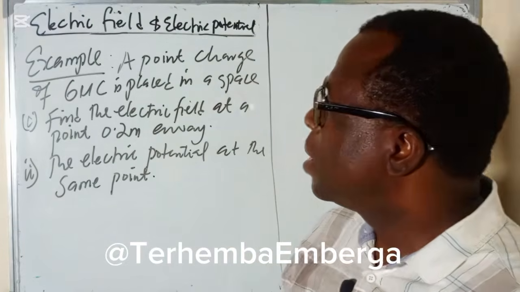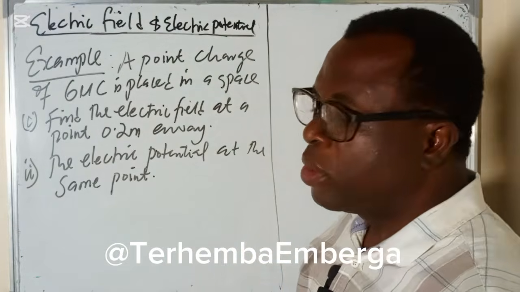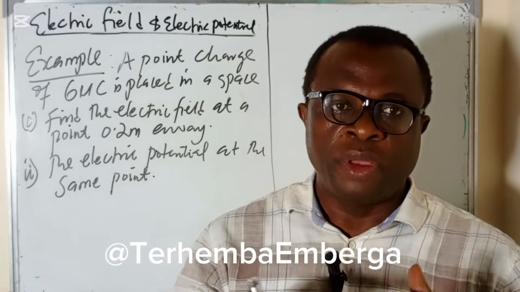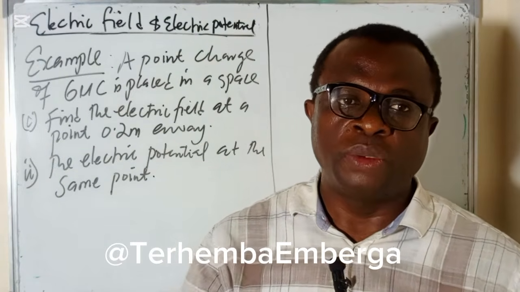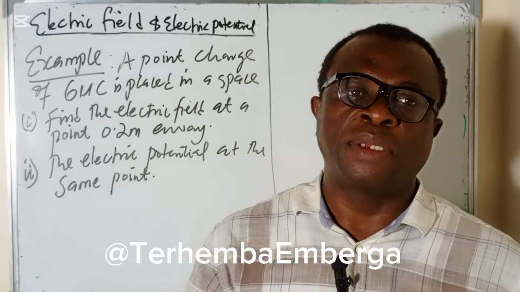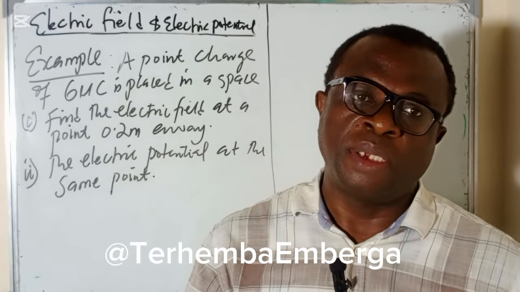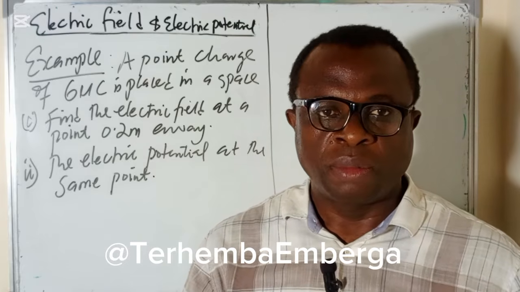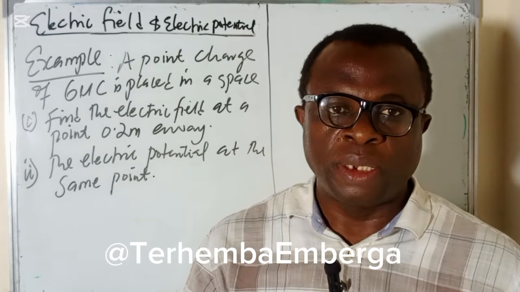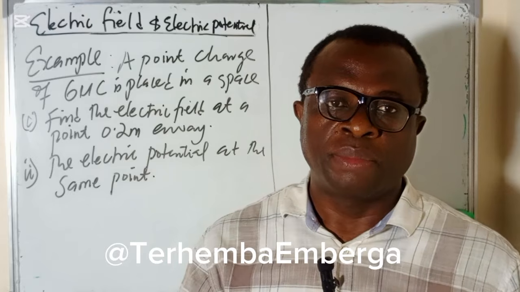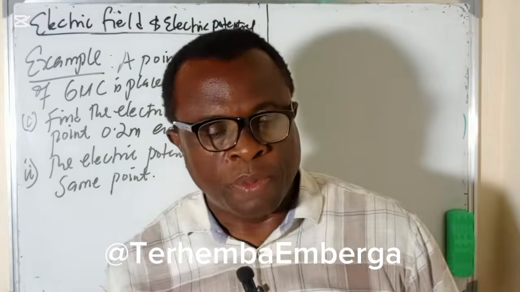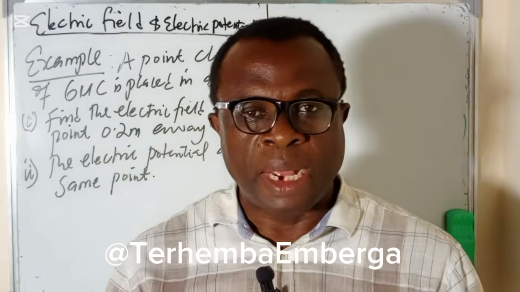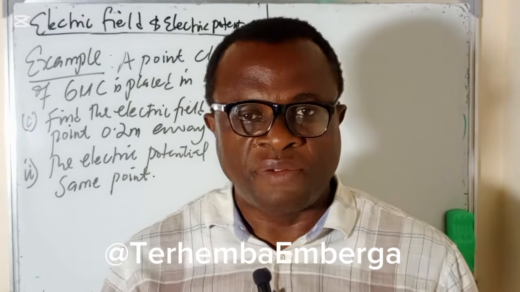Now, what is a field? Generally, a field is a region under the influence of some physical agencies. It could be gravitation, could be electricity, could be magnetism. We'll hear people talk about electric field, magnetic field, gravitational field.